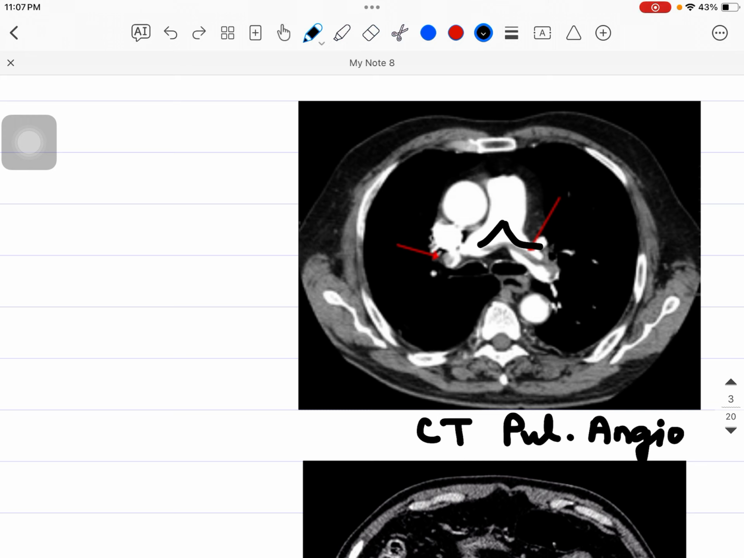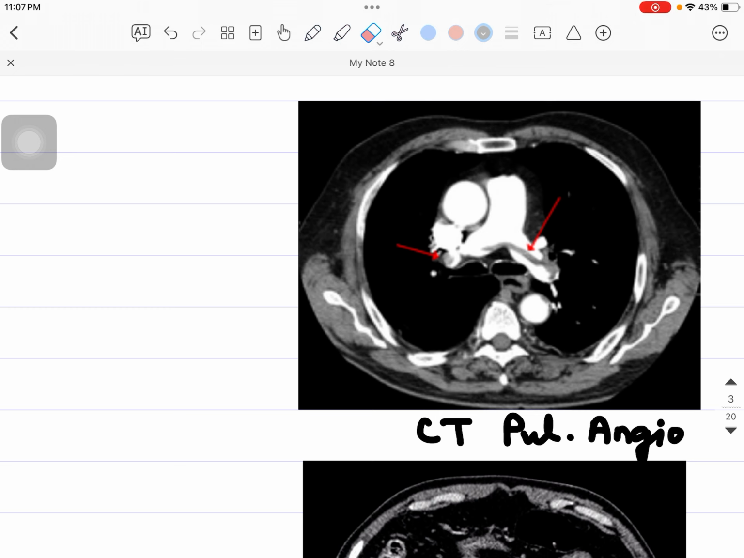Here what I want to show you is that with the red arrow they are showing this thing which I am highlighting with the marker, right. As you can see with the pointer, this blackish thing is the big, huge embolus in the pulmonary artery.